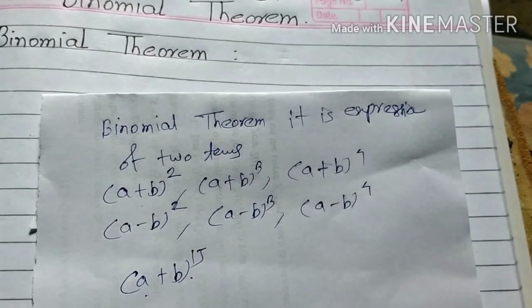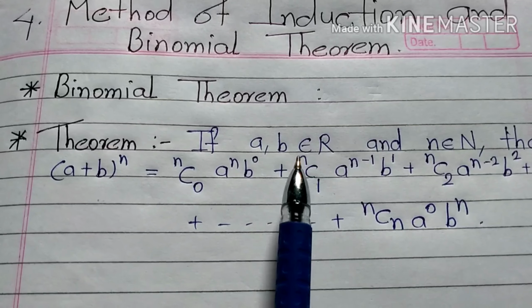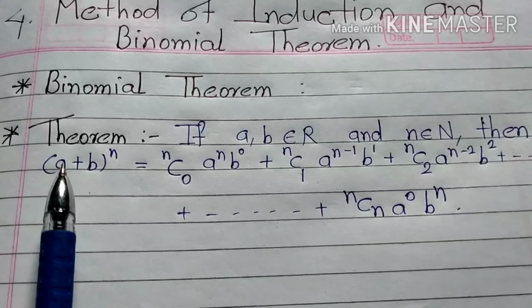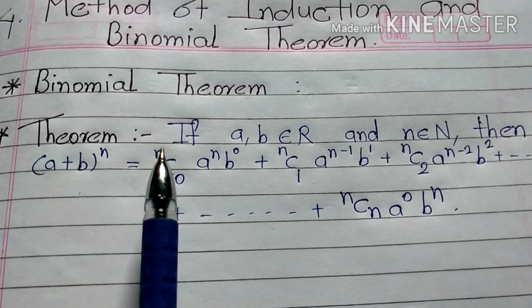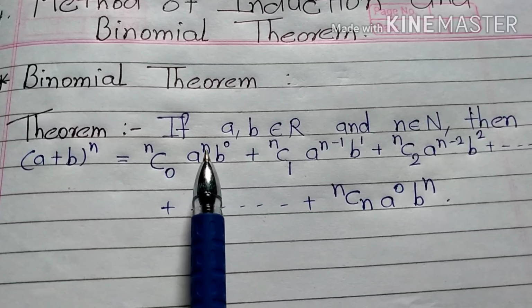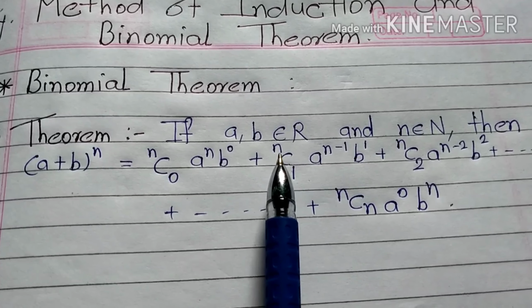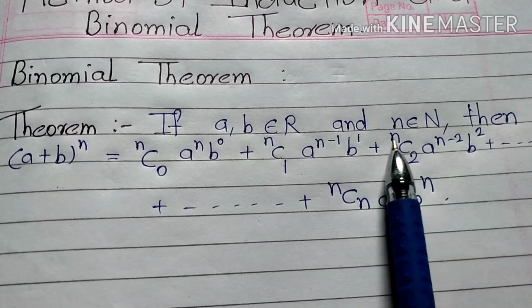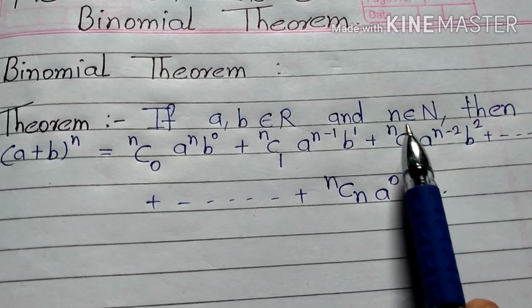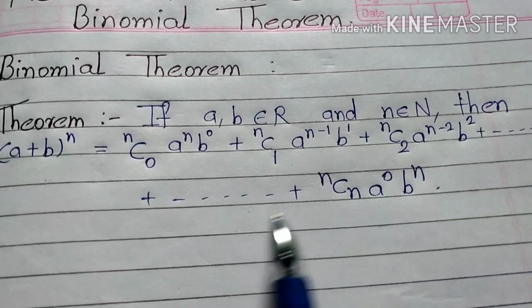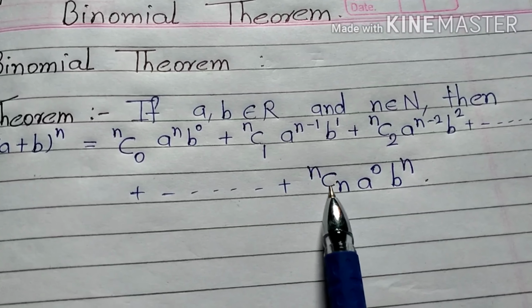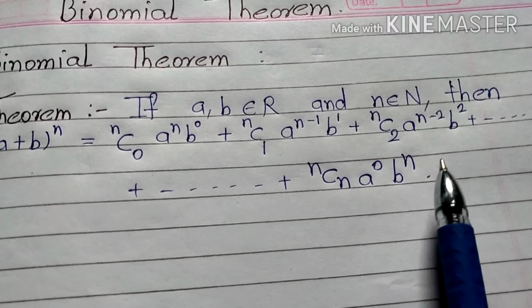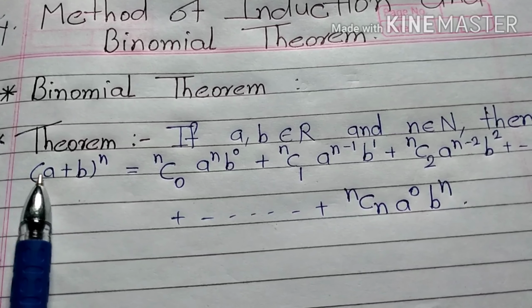So what is that binomial theorem? If a comma b belongs to real number and n belongs to natural number, then a plus b raised to n is equal to nC0 a raised to n b raised to 0 plus nC1 a raised to n minus 1 b raised to 1, nC2 a raised to n minus 2 and b raised to 2 plus up to so on, last term nCn a raised to n minus n is 0 and b raised to n. So this is the expression of binomial theorem.